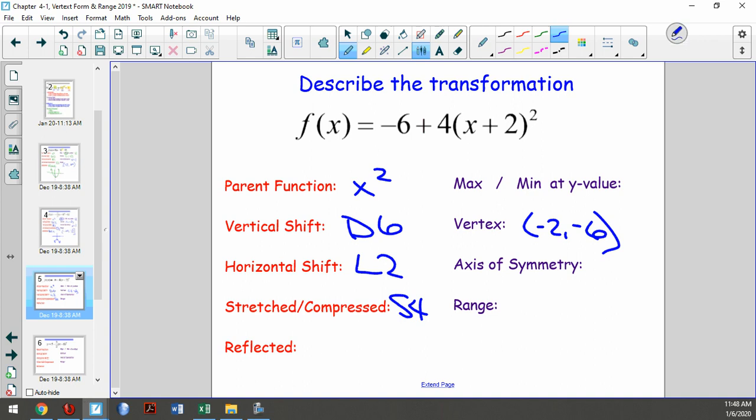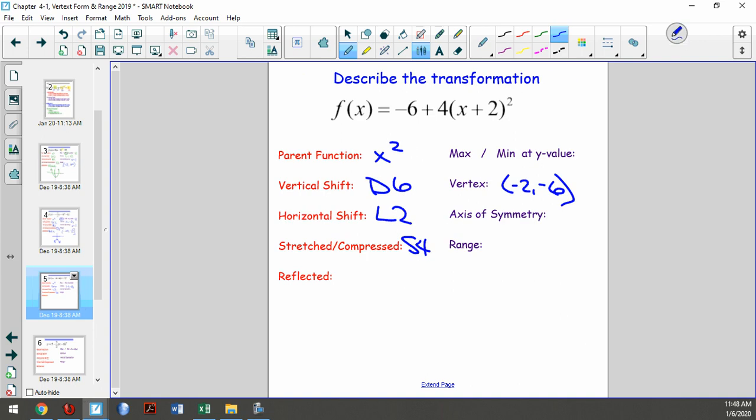-2, -6. Is this thing reflected? No, which means if I graph this thing at -2, -6, this thing is opening up, which means it has a maximum of what value? Oh, I said the wrong thing. I have a minimum at what value? I had to check and see if you all were with me. You clearly were. Good job.